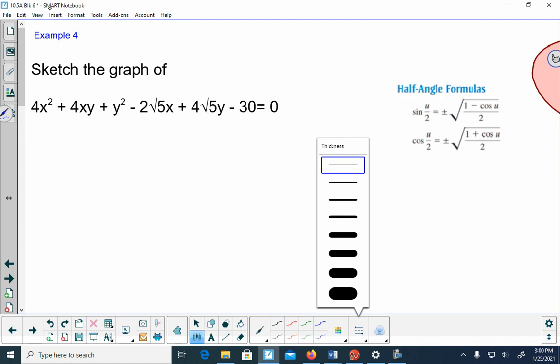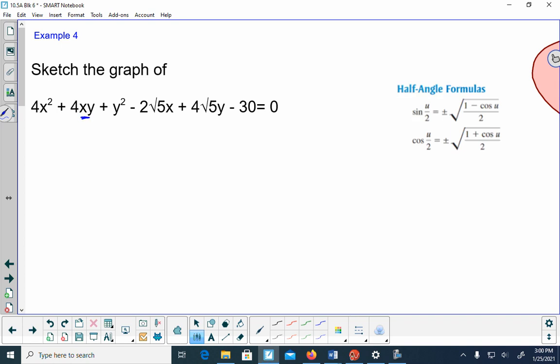So this is the example that we stopped at. We have sketched the graph of the curve, and you have 4x squared plus 4xy plus y squared. As soon as we see this middle term, this xy term, we know we're going to have to rotate our axes to eliminate that middle term, and we can graph them using the properties of conics that we learned in sections 1 through 4.